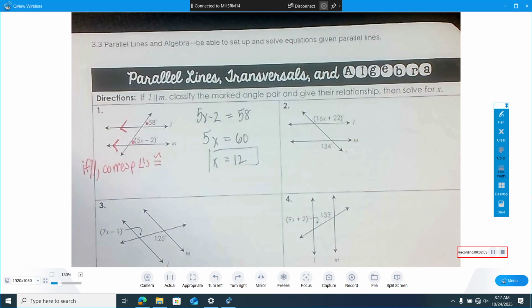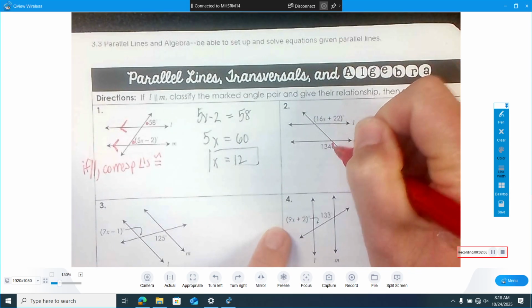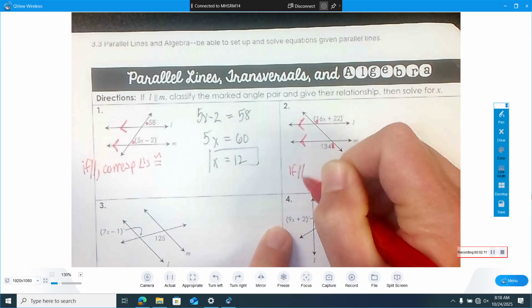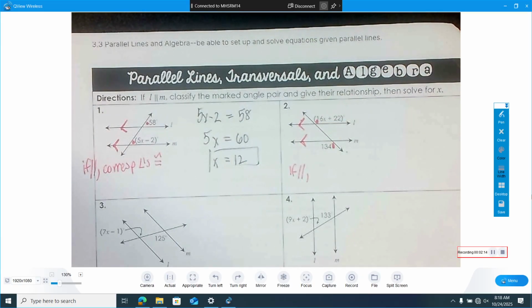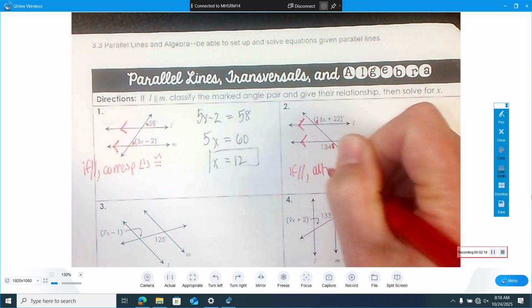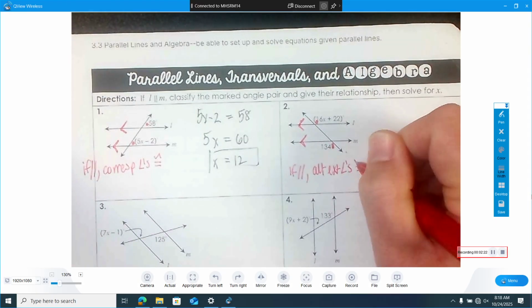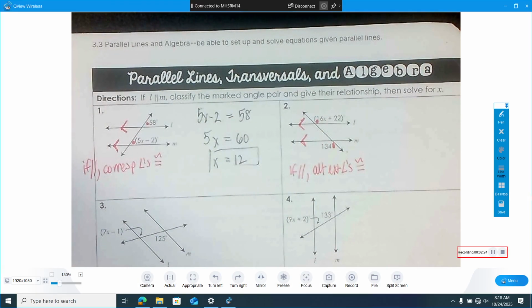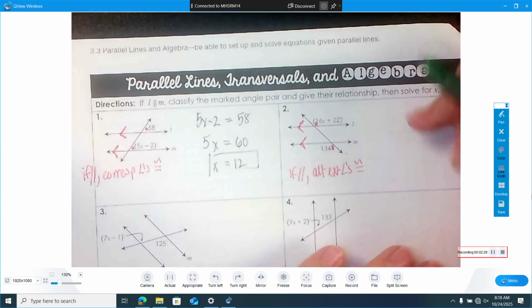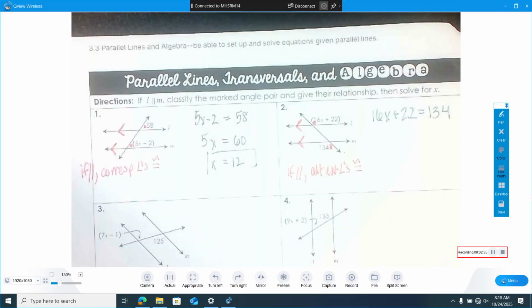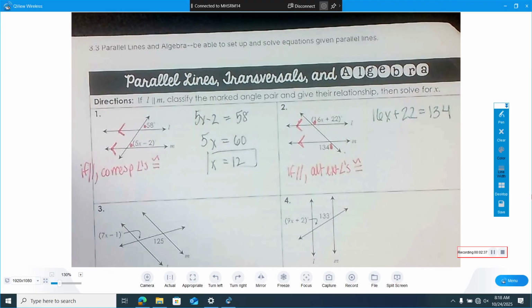Okay, let's look at number 2. They've given us some information here. We know we have parallel lines. If parallel, what kind of angles are these? Alternate exterior. Alternate exterior angles, what are they? Congruent. Very good. Alternate exterior angles are congruent. All right, so what can we do? Figure out what they are, set up an equation, and solve every single time.